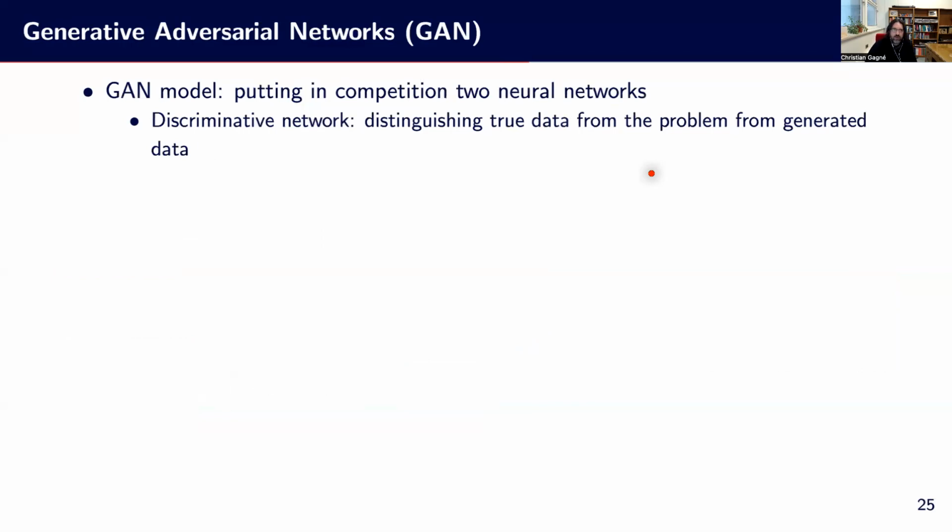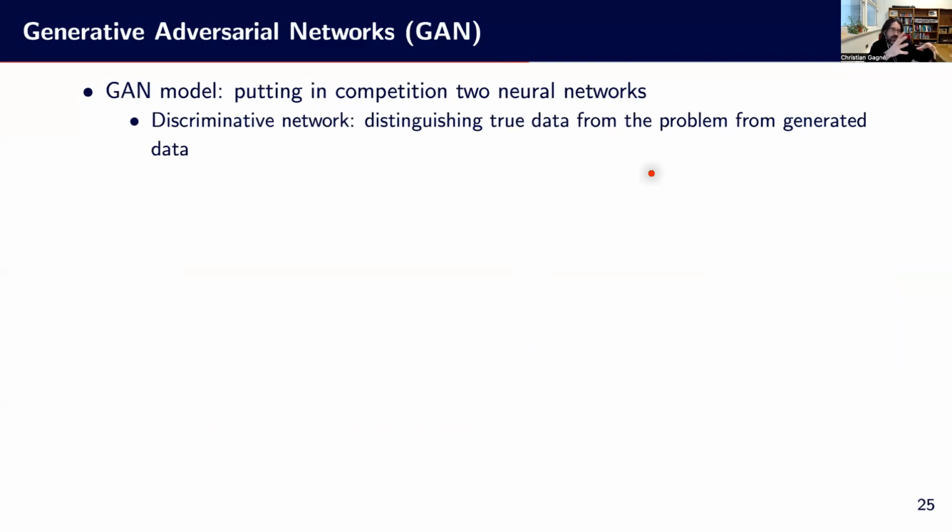We also have the generative adversarial networks, the GANs, that we saw in the last module, but we will revisit them because they are important in terms of generative models. This is really an important generative model where we have two neural networks that are competing. We have a discriminative network that is looking to distinguish true data from the problem.